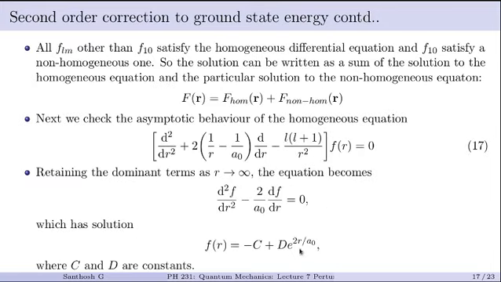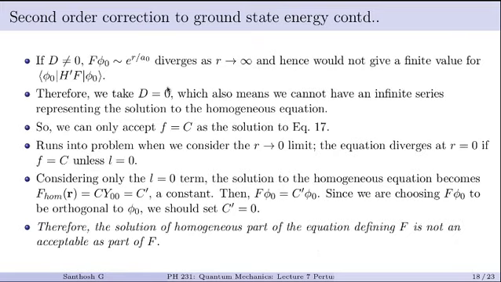Phi 0 goes like e to the power minus r by a0, and when you multiply phi 0 by f of r, the second term will become d times e to the power r by a0, and this term becomes infinity as r tends to infinity, and therefore the expectation given by this expression, which is in fact the second order correction to energy, will become infinity.